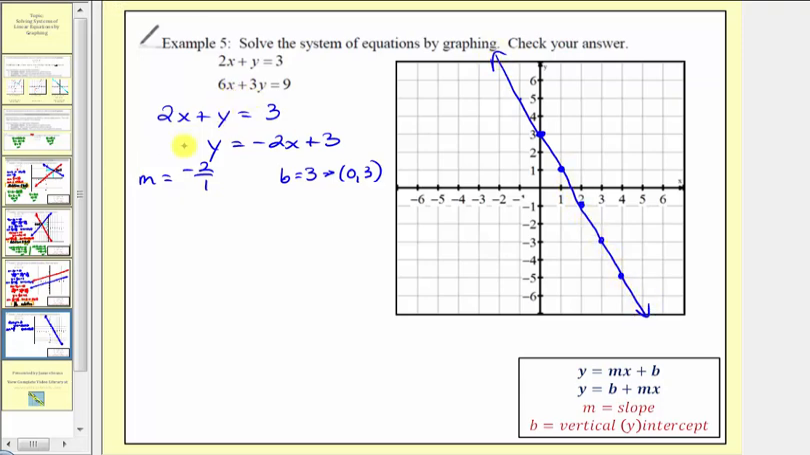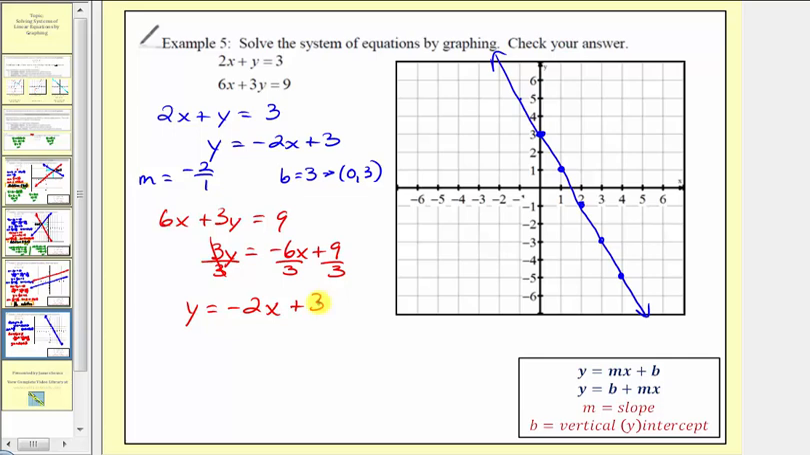And now for our second linear equation, we have 6x plus 3y equals 9. So we're solving for y, we subtract 6x on both sides, giving us 3y equals either 9 minus 6x or negative 6x plus 9. Dividing both sides by 3. And simplifying, we have y equals negative 2x plus 3. This is the same equation we had above. Here we have y equals negative 2x plus 3, and here we have y equals negative 2x plus 3.